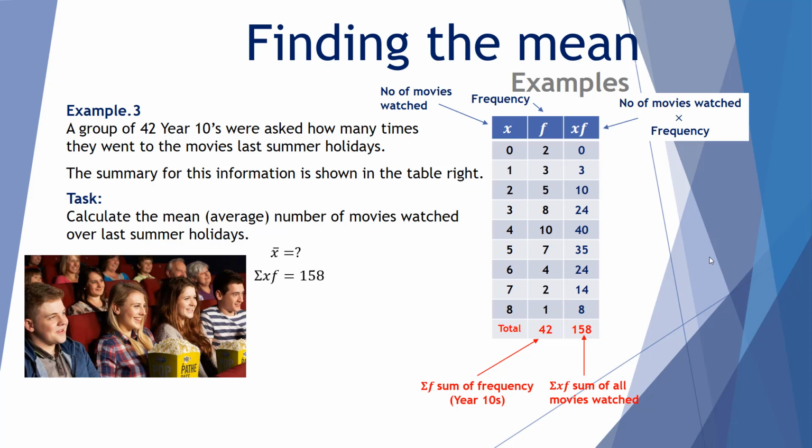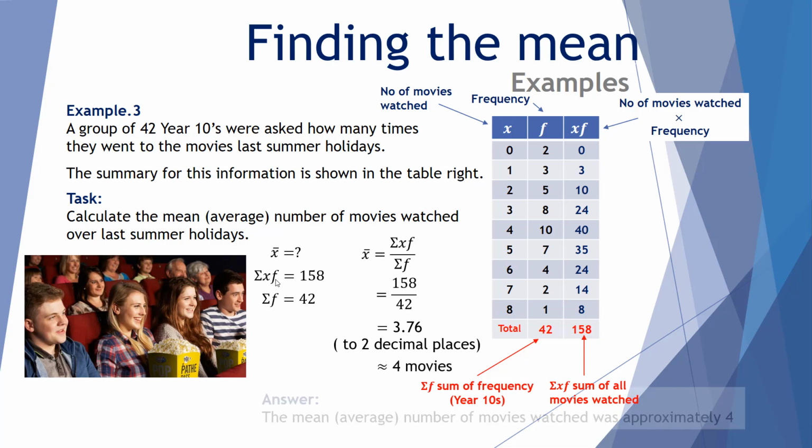The sum of all the movies is 158, and that's written down as the sum of the product of X times the frequency F. And the sum of the frequency, or the total number of students who went to the movies, is 42. So when I divide those two values through again, I've still got the total number of movies divided by the number of people that watch them. So the mean value is again 3.76 as it was previously, to 2 decimal places. So approximately 4 movies. So the answer to our question using the frequency table approach is the mean or average number of movies watched was approximately 4.